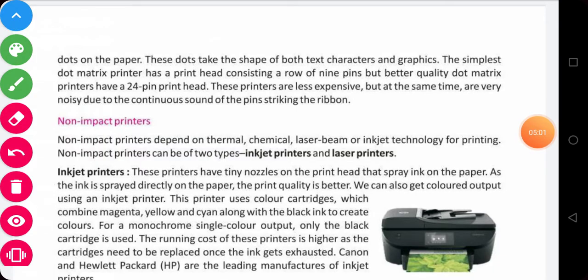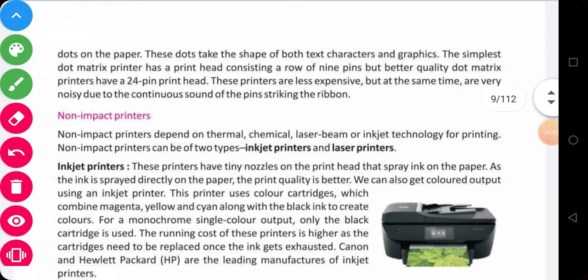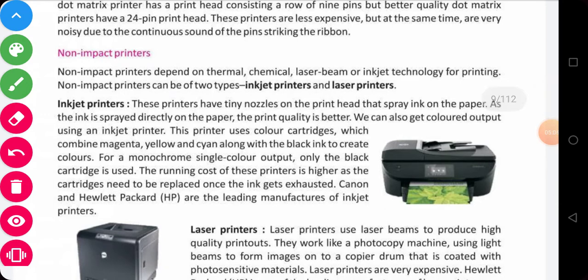The second type of printer is the non-impact printer. Non-impact printers depend on thermal, chemical, laser, or inkjet technology for printing any documents. Non-impact printers can be of two types. First one is the inkjet printer. Second one is the laser printer.